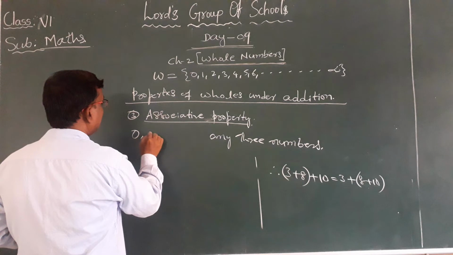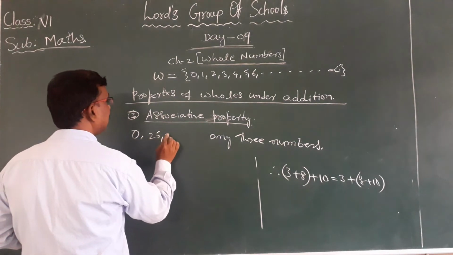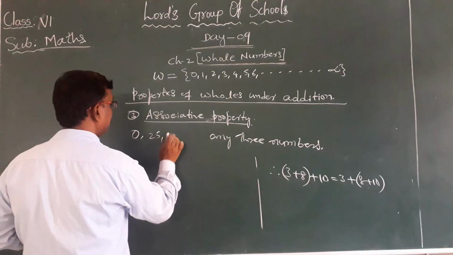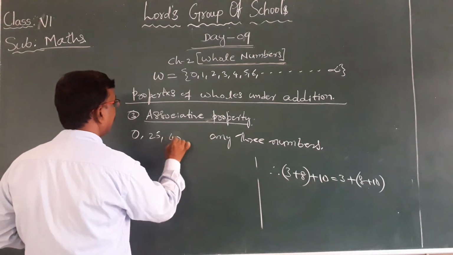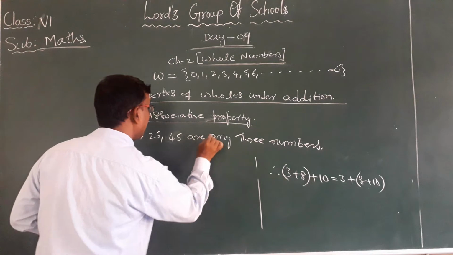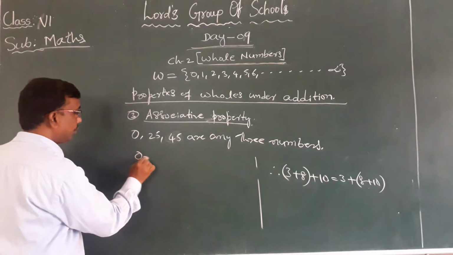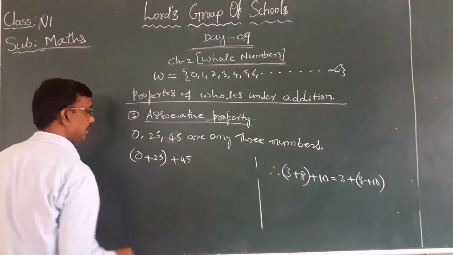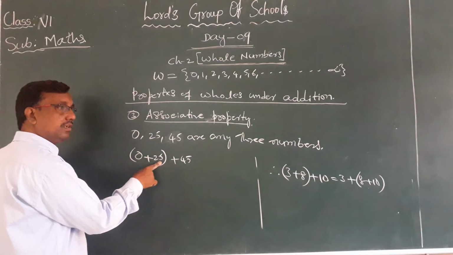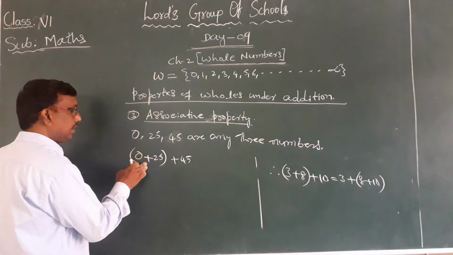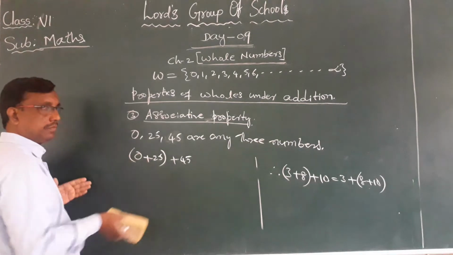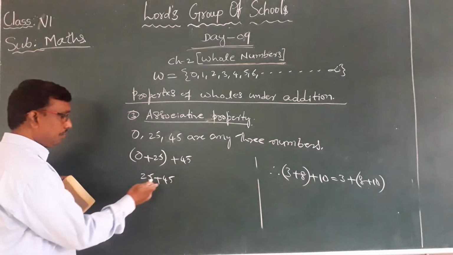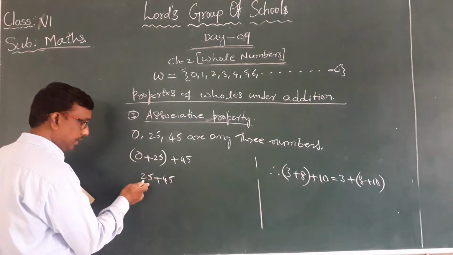0, 25 and 45, or any three numbers. So let me find the sum of 0 and 25. Then that will be added to 45. So 0 plus 25, what we learn? If you add 0 to any number, then we will get the same number. So 25 plus 45, what we get? 45 plus 25 is 70.